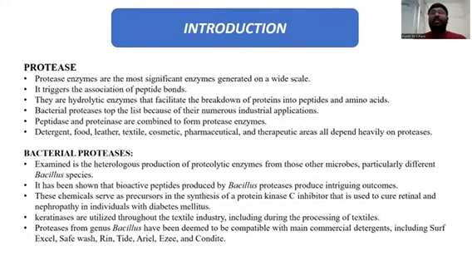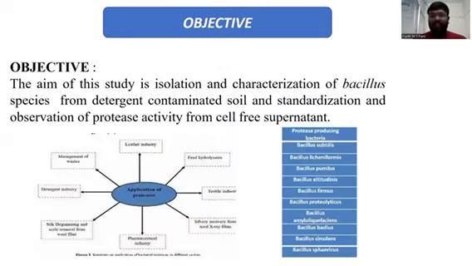But proteases, which are produced from bacteria, are highly useful and are used in various types of industries. My main objective is the isolation of characteristic Bacillus species from detergent contaminated soil. Detergents are used to remove stains from dirty or stained clothes, and they are mainly made up of proteins and enzymes which break down proteins, or proteases. And bacteria produce different kinds of proteases.